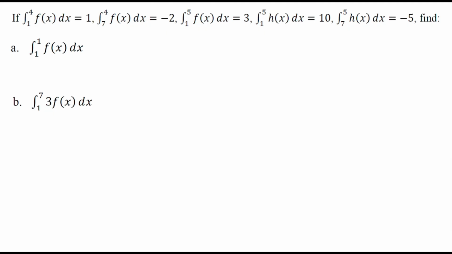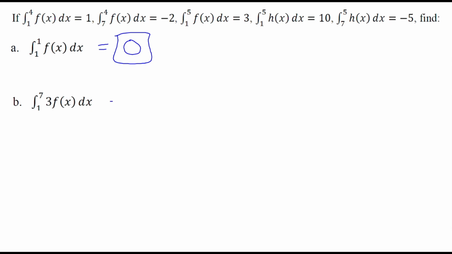All right, for our next one here, we got a new set of integral values. And we're starting off with the easiest one here. From 1 to 1, there's no interval. Therefore, the integral must be 0. Then we've got the integral from 1 to 7 of 3 times f of x dx.